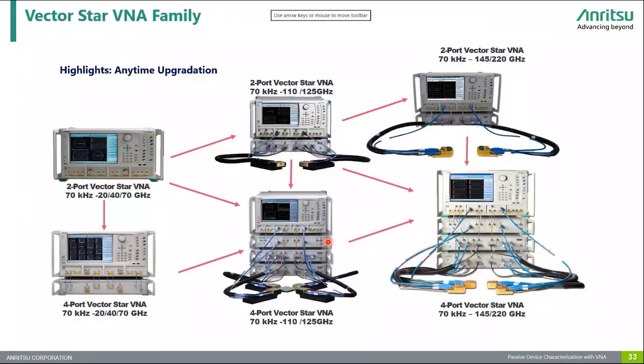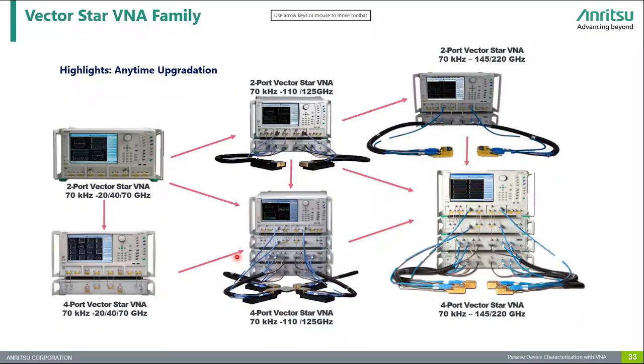Let's take a quick look at the VectorStar VNA family from Anritsu, a premium line of vector network analyzers designed with precision, performance, and future-ready scalability. At the heart of this family is the concept of anytime upgradation, a powerful value proposition that allows users to start with a base model and scale up as their testing needs evolve. Whether you're working in R&D, production, or millimeter wave applications, VectorStar offers a tailored path forward.